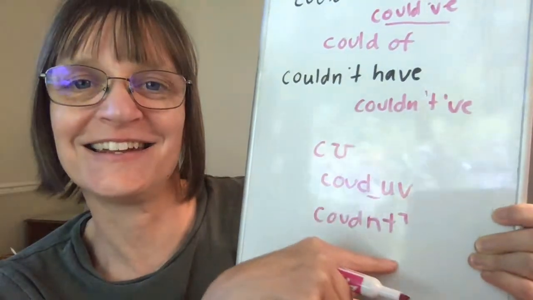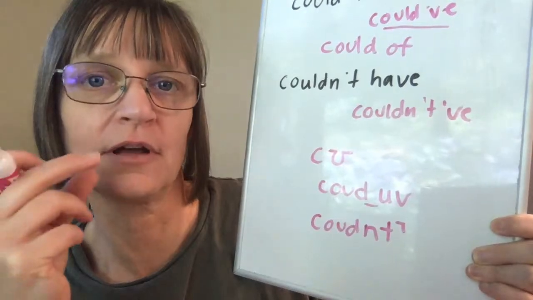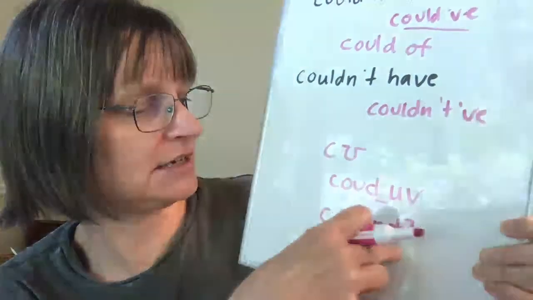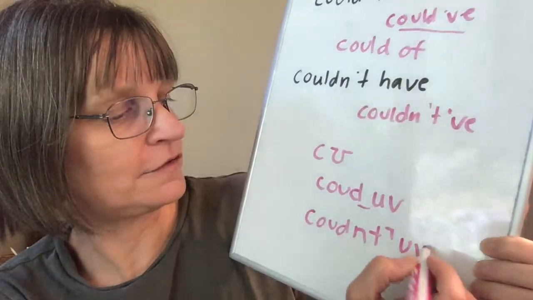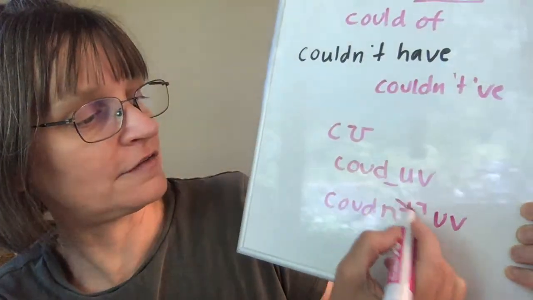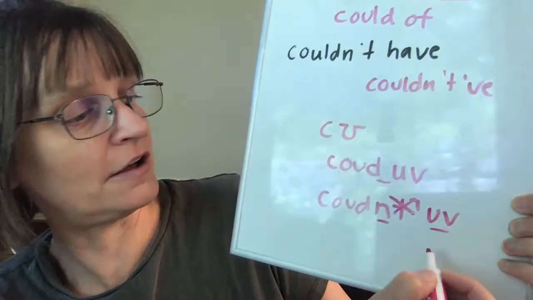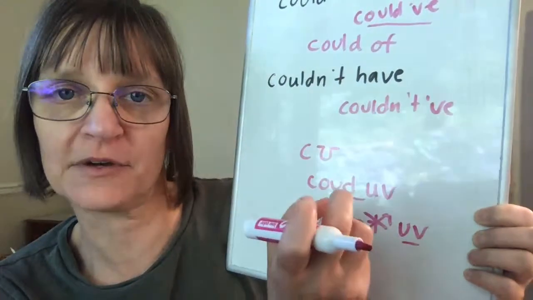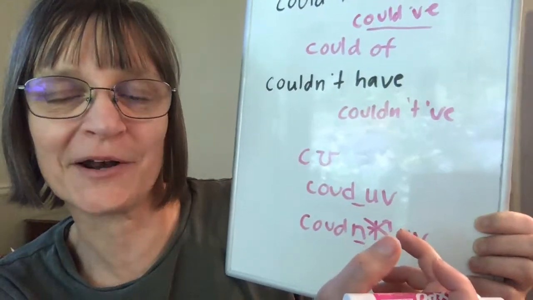The D, N, and T are all kind of one sound there together. Couldn't. I kind of go from the D through the N and the T. And then adding of, couldn't've, the T kind of just drops off. So I have couldn't've. The N doesn't really have much of a syllable. Couldn't have. I couldn't have done it better.